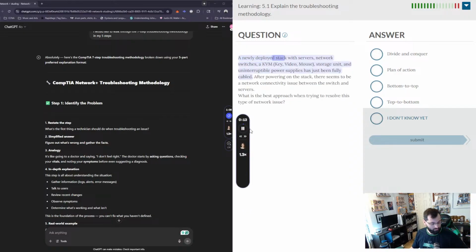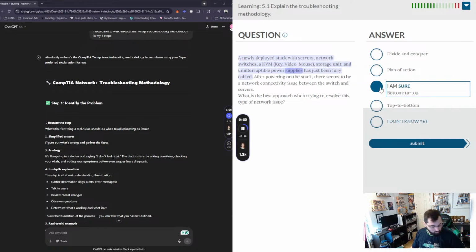A newly deployed stack with servers, network switches, a KVM (key, video, mouse), storage unit, and uninterruptible power supplies has just been fully cabled. After powering on the stack, there seems to be a network connectivity issue between the switch and servers. What is the best approach when trying to resolve this type of network issue?